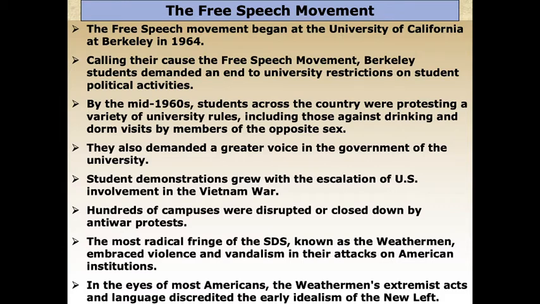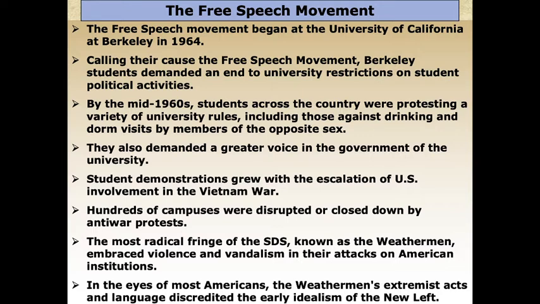They also want a greater voice in the government of the university. So they want student regents, they want student government for sure, to have a greater say-so in what happens. So these demonstrations are also going to coincide with the escalation of the Vietnam War. So we're going to start to see the free speech movement start up with wanting free speech and a change of rules on college campuses. And as we get to the late 60s, they're going to shift gears and go towards protesting the Vietnam War. So there's going to be anti-war protests springing up around the country on college campuses.